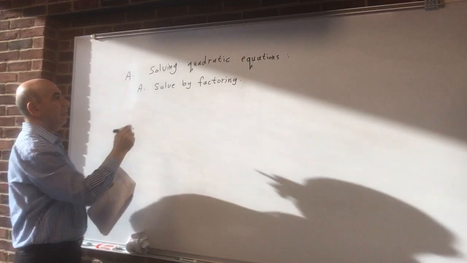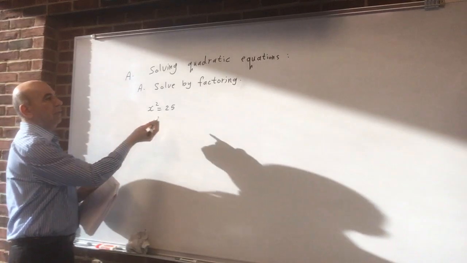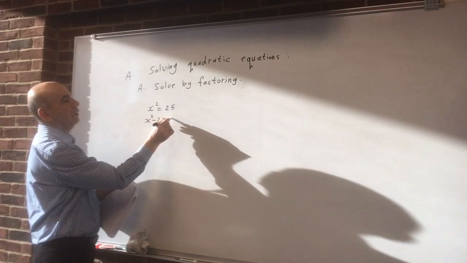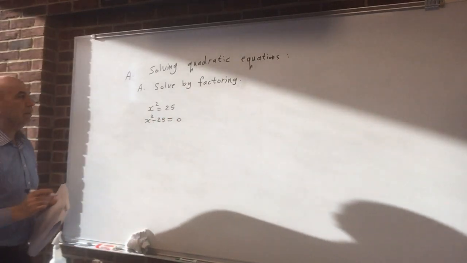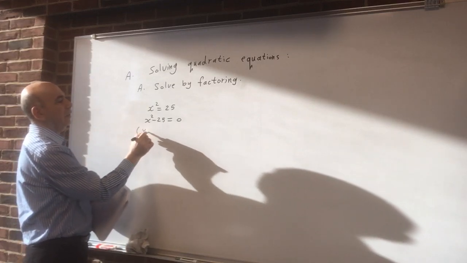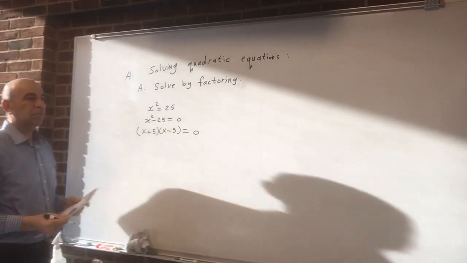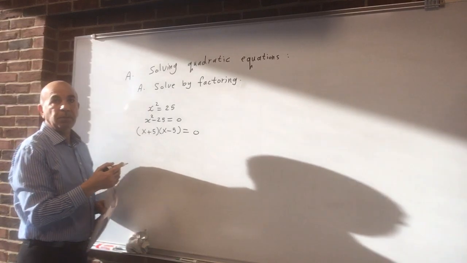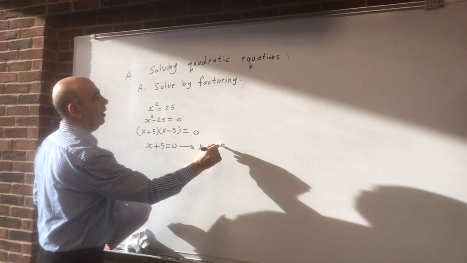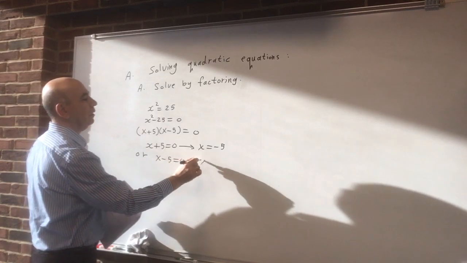For example, if we have x squared equal 25, now subtract 25 from both sides, so we get this equation. Factor this, it is the difference of two squares, so this is x plus 5 times x minus 5 equals 0. Then by the zero factor property, x plus 5 equals 0, so x equals negative 5, or x minus 5 equals 0, so x equals 5.